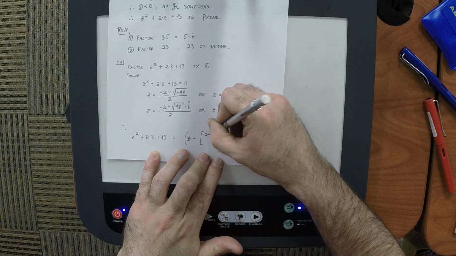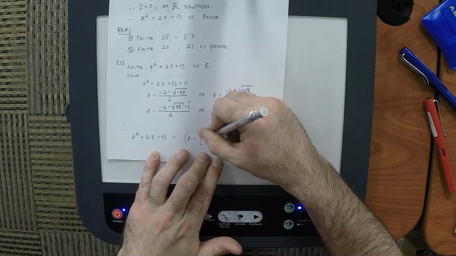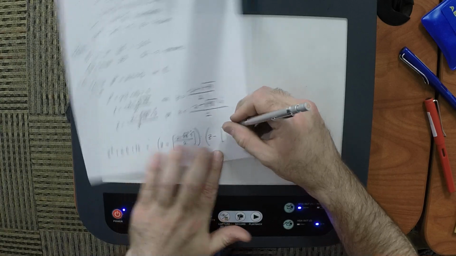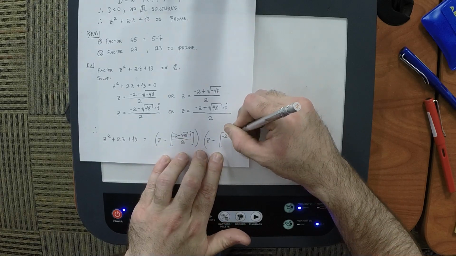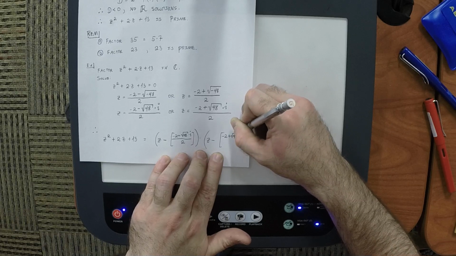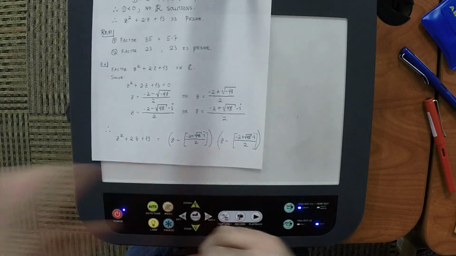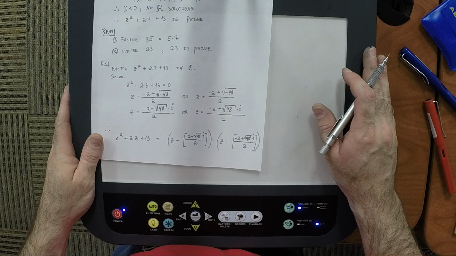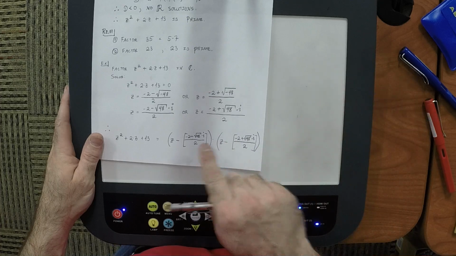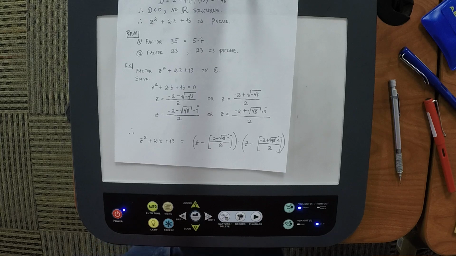And finally, while I'm copying this down, this is an illustration of why mathematicians like the complex numbers. The reason is that it's possible for polynomials to be prime when you're dealing with the reals. But when you're dealing with the complex numbers, no polynomial is prime. All of them can be factored, like so.